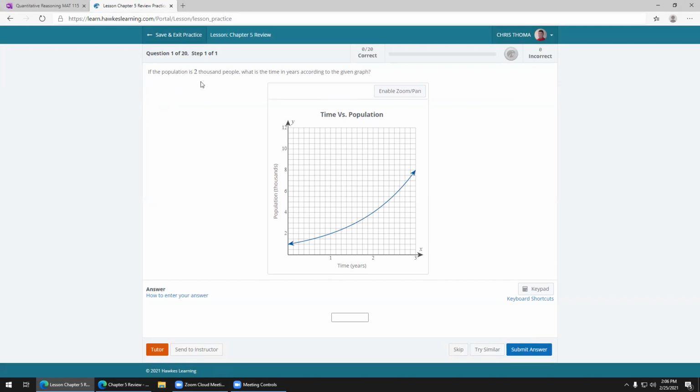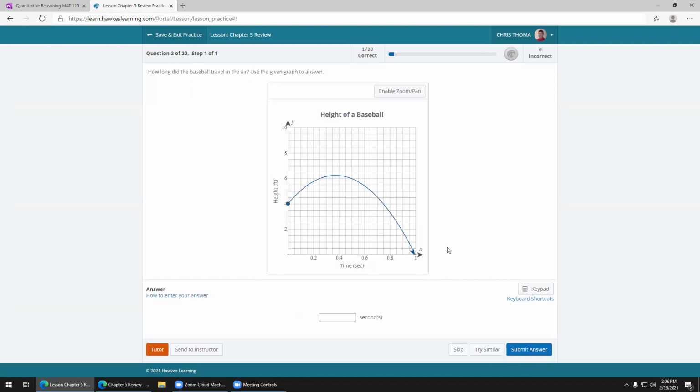All right, so let's see, we got a graph on here. If the population is 2,000 people, what time of year is it according to the graph? So I come over here to population in thousands, 2, I follow it over with my mouse, I hit the graph, I come down, looks like the answer is 1. So that's just reading the graph. Here's another reading graph. I'll let you do that one.